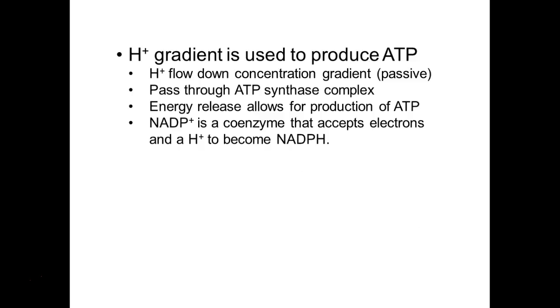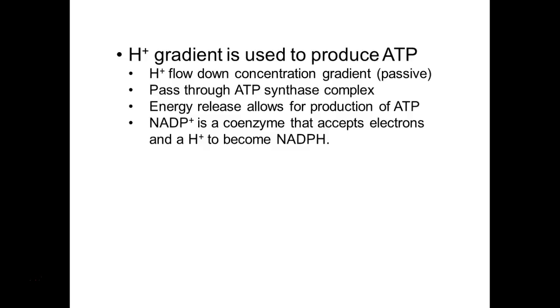The hydrogen ions then flow down the concentration gradient. In other words, they're going through this ATP synthase molecule. As they go through this ATP synthase lollipop molecule, the energy release is enough for the production of ATP. This molecule is pretty amazing, and we'll take a look at it in more detail when we get to the next chapter, and that's ATP synthase.